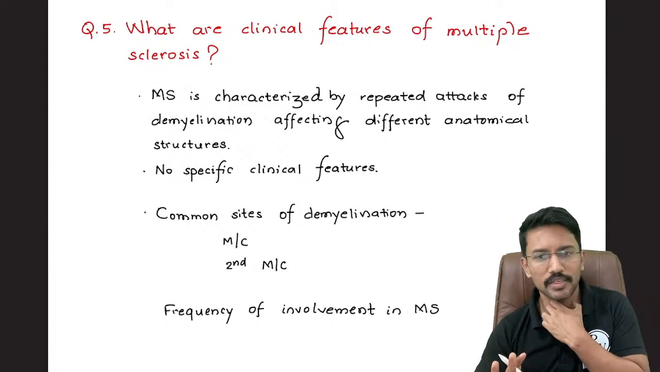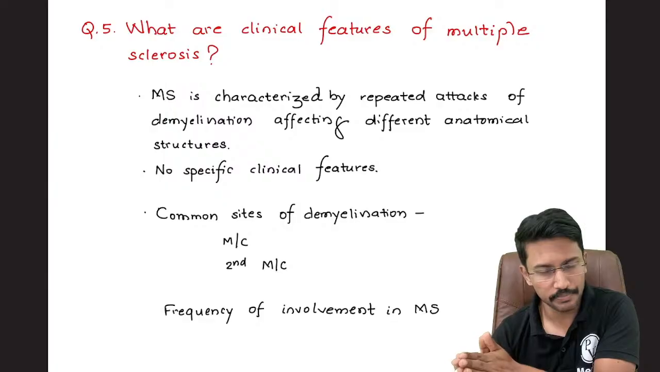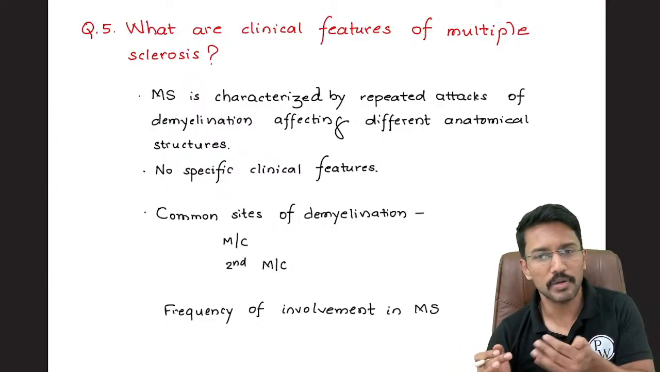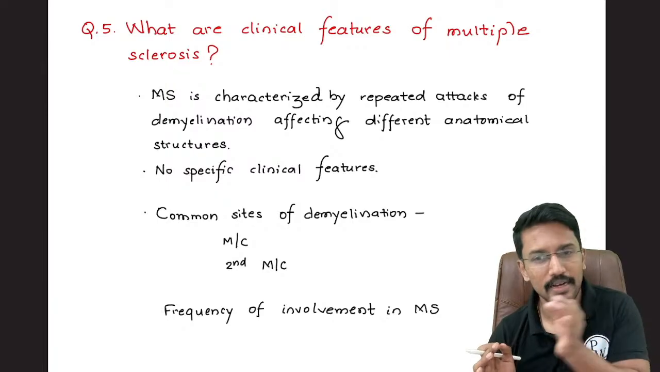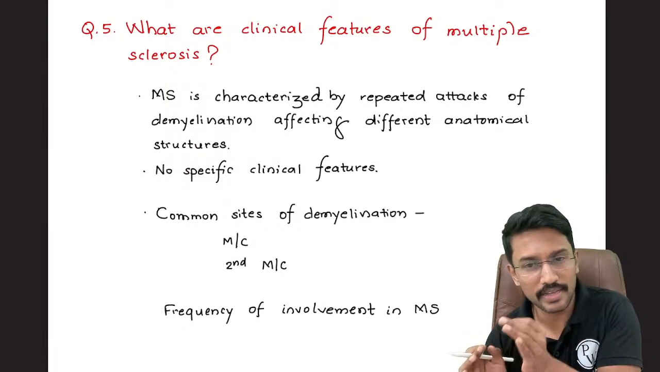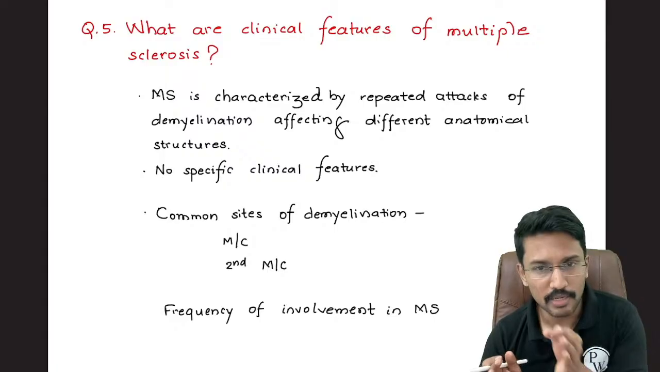Okay. Now let us see what clinical features we can expect in a patient who has developed multiple sclerosis. To summarize, what is multiple sclerosis? It is a demyelinating disorder of the central nervous system. Why are we calling it multiple sclerosis? Because it is a polyphasic illness. Repeatedly, again and again, right? Multiple episodes of demyelination affect the patient. That is why it is called multiple sclerosis.